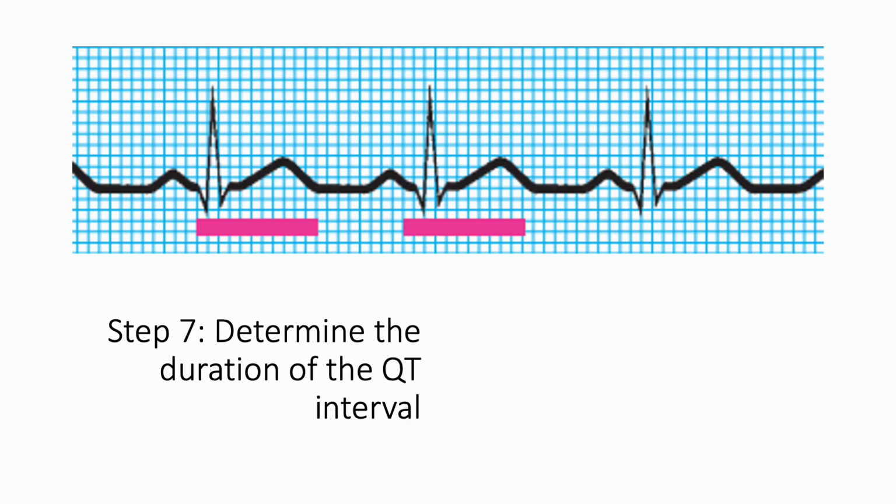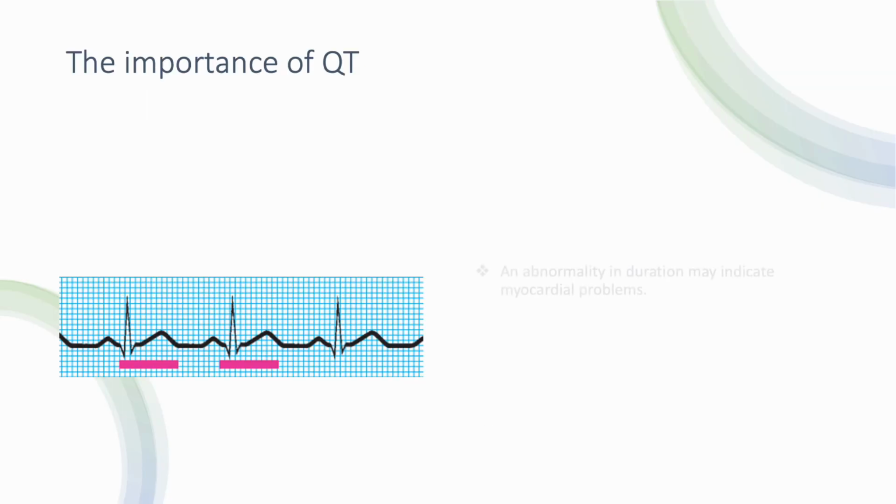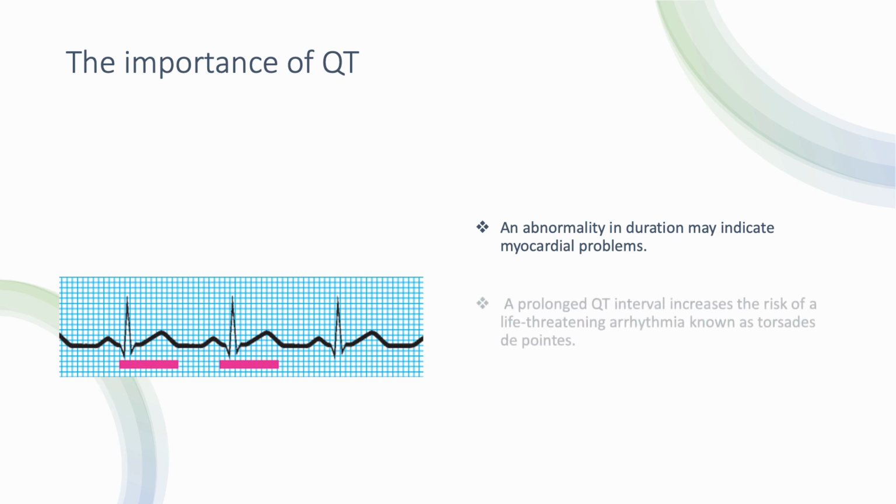Then lastly, the last step is to determine the duration of the QT interval. So here also very simple, count these small boxes and multiply it by 0.04. So the normal duration is 0.36 to 0.44 second. So what is the importance of the QT? The QT is very important. An abnormality in duration may indicate myocardial problems.